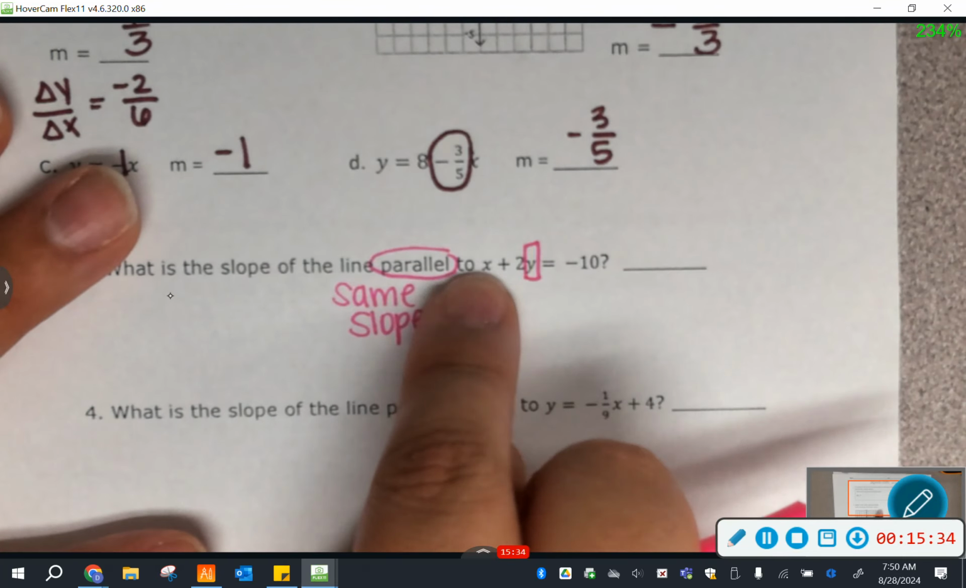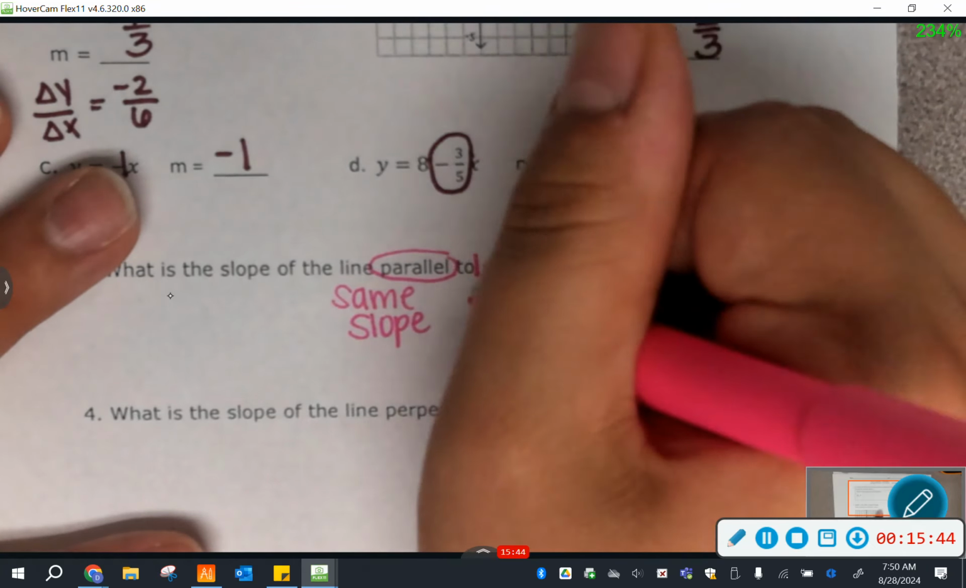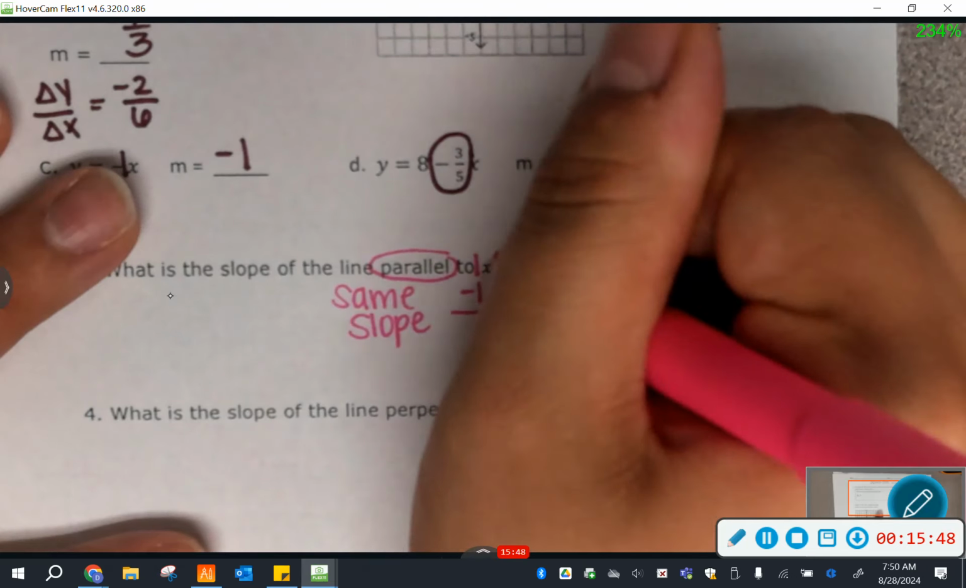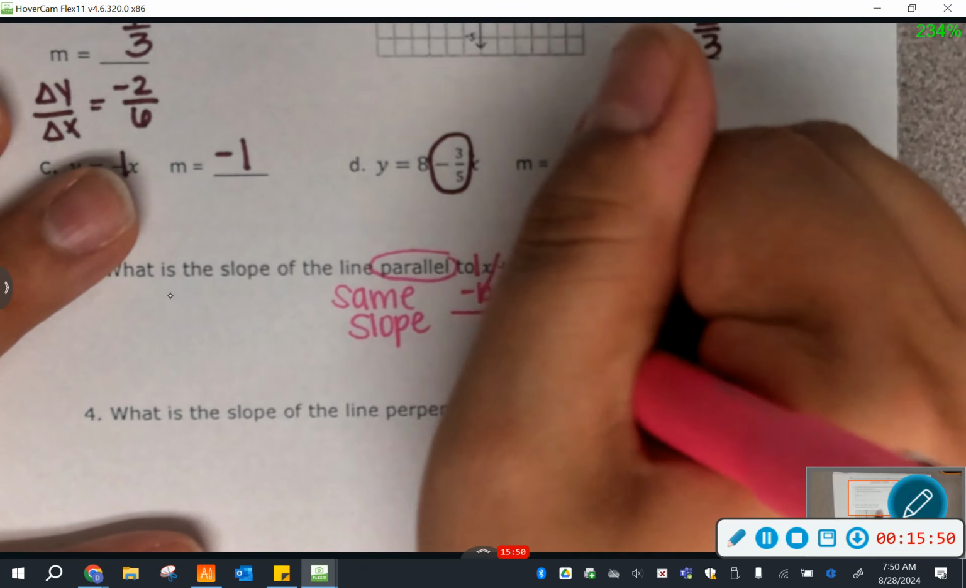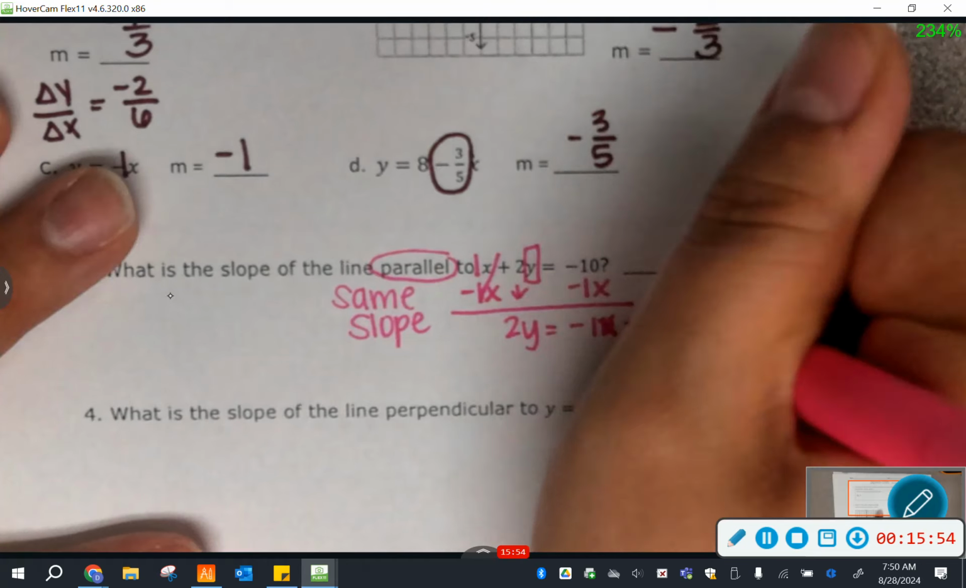Also, if you just see an X, what invisible number is in front of it? 1. I always want you to put that 1 there. I know it's not there, but I want you to put 1. How do I get Y by itself? 1 X on both sides. Get rid of that side and bring everything. Oh, that's at 1x minus 10.